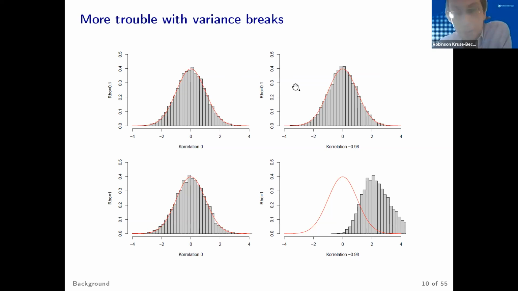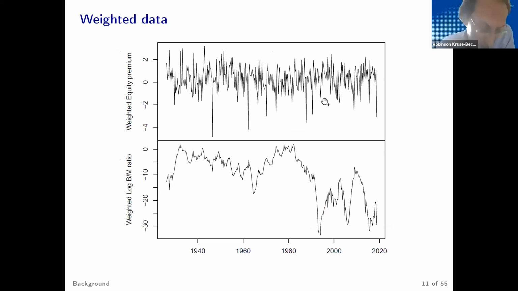Okay, if you add variance breaks to the data generating process, things just get a bit worse. So what we are suggesting is to estimate the volatility non-parametrically and to do, in the good old days, least squares. We do that.